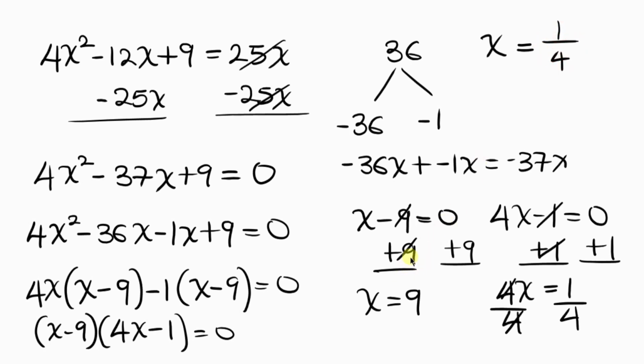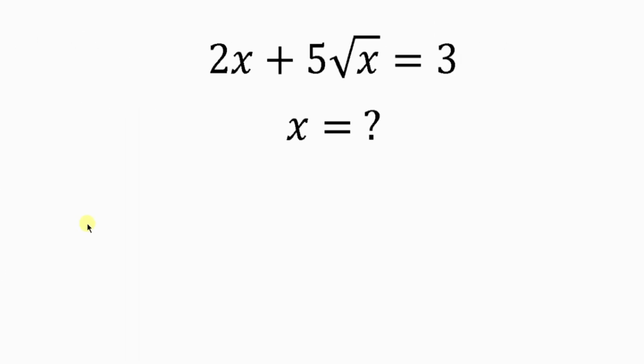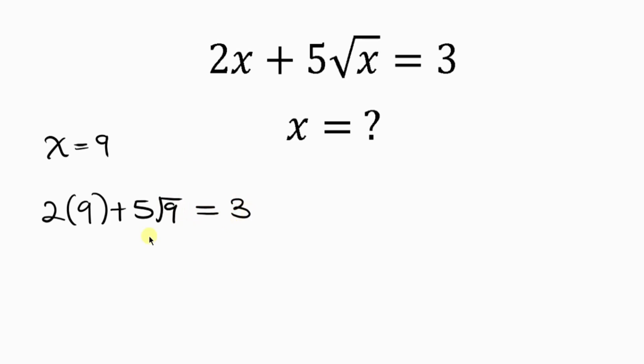Now we have two values of x here, but only one value is valid. Now, looking at the given question, when I try x equal to 9 and substitute that here, it will be 2 times 9 plus 5 times root 9. Would this be equal to 3? When looking at this, only this first term, 2 times 9 is 18. This is already bigger than 3. So we're not going to take this. We're going to reject this.